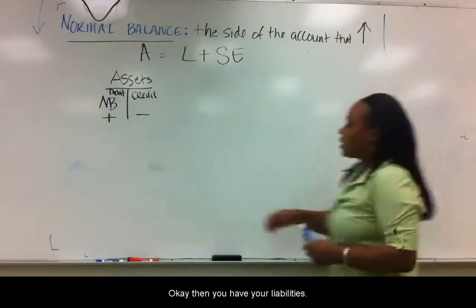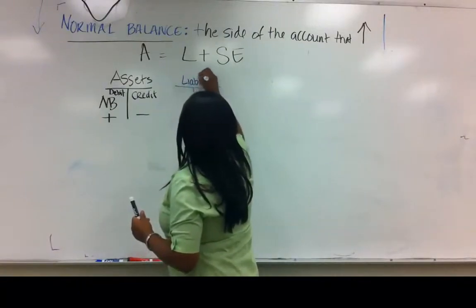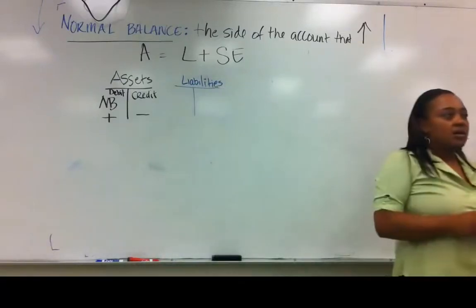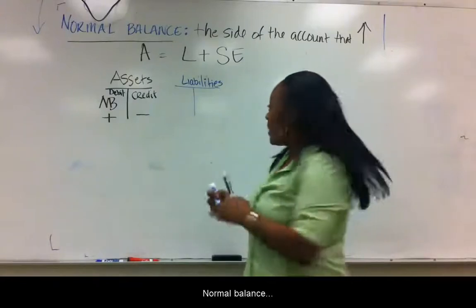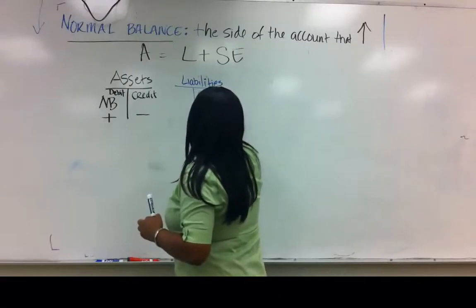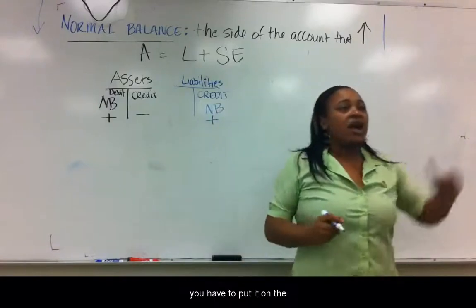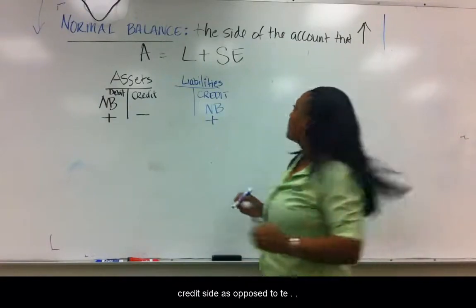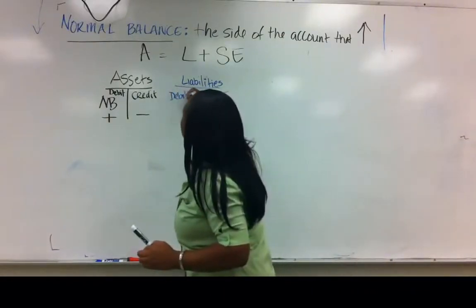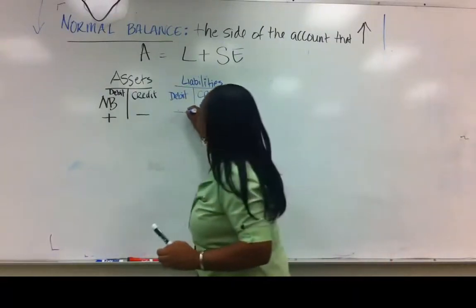Okay, then you have your liabilities. Now liabilities, on the other hand, the normal balance is on the credit side. So that means if you want to increase a liability, you have to put it on the credit side as opposed to the debit. Now the debit side will allow you to do what to a liability? Decreases.